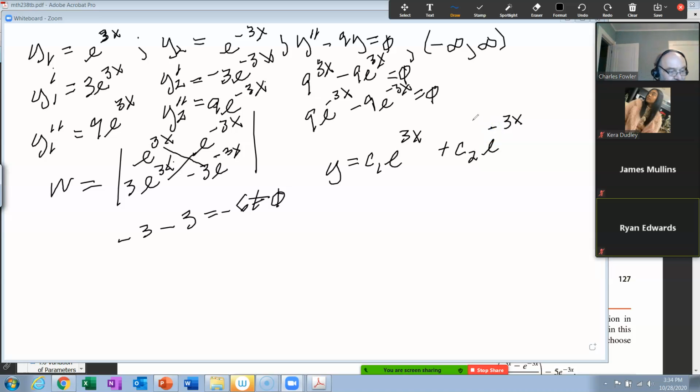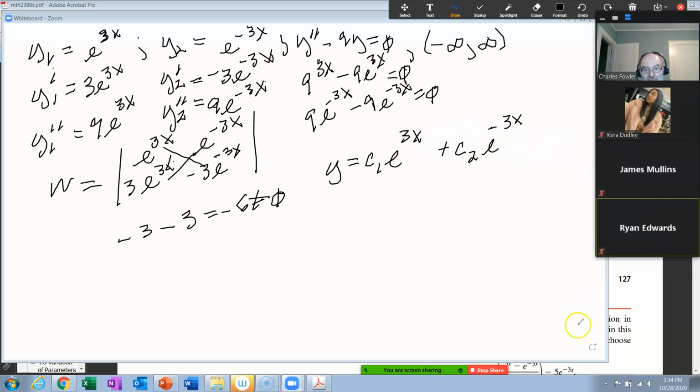Okay, there's your general solution. Good everywhere from x equal negative infinity to positive infinity. Let's move on to example 8.